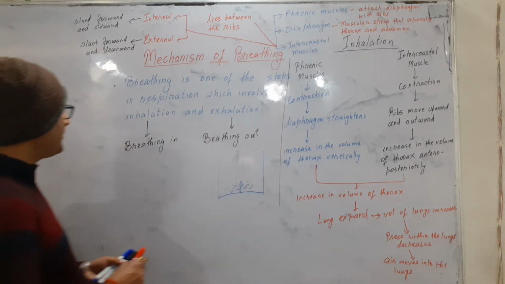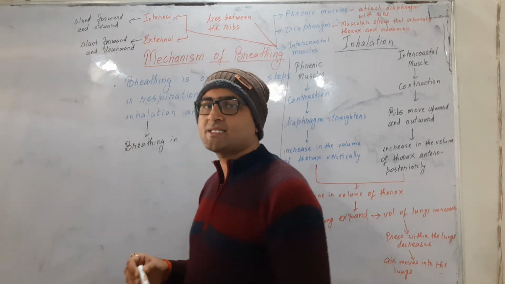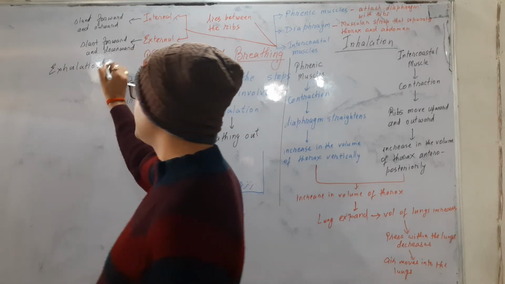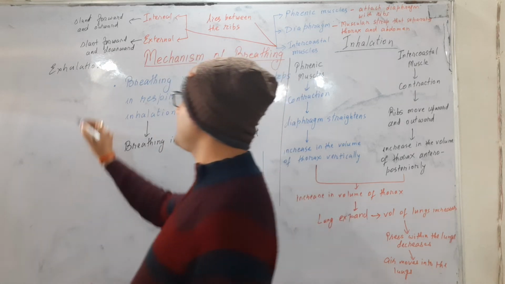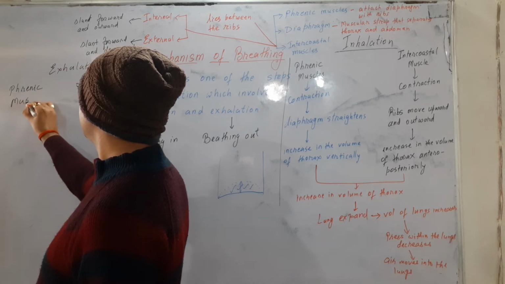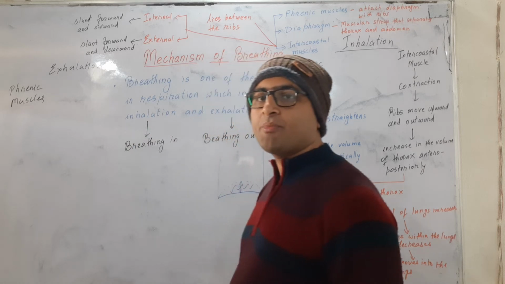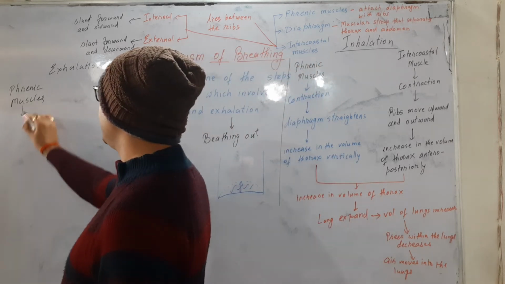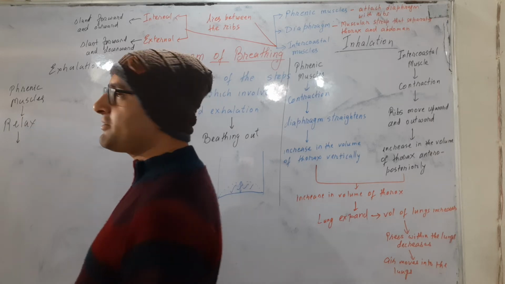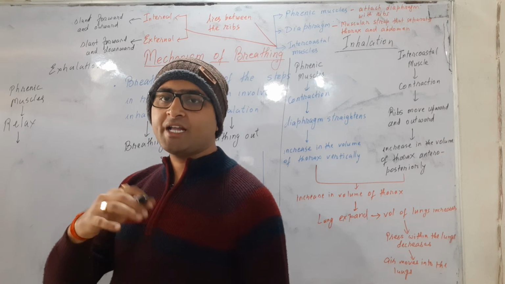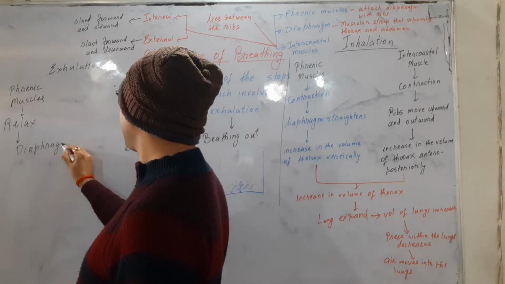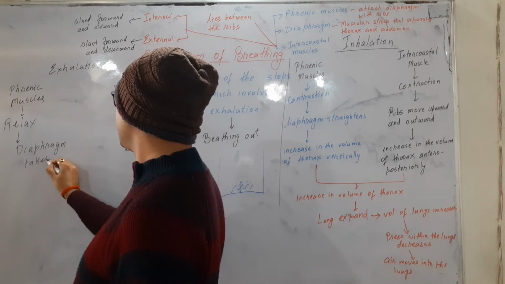In a similar way, let's talk about the process of exhalation. So what happens in the process of exhalation? In a similar way, we can talk about phrenic muscles. Here also, what will happen? The phrenic muscles will now, instead of contraction, relax. So the relaxation of phrenic muscles, what will it do? The diaphragm will again take the dome shape.